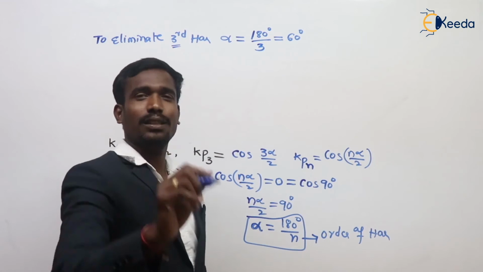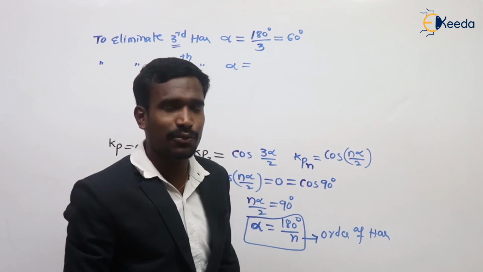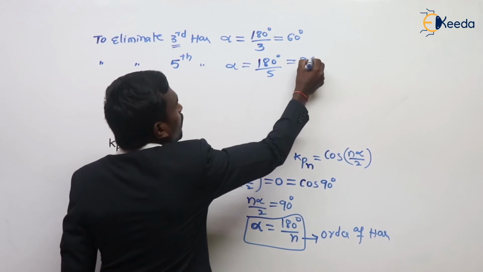Very important thing. I want to eliminate fifth order harmonics. Then what is alpha? Calculate it fast. Very good. What is the answer? 180 by 5. 180 by 5 is nothing but 36 degrees.